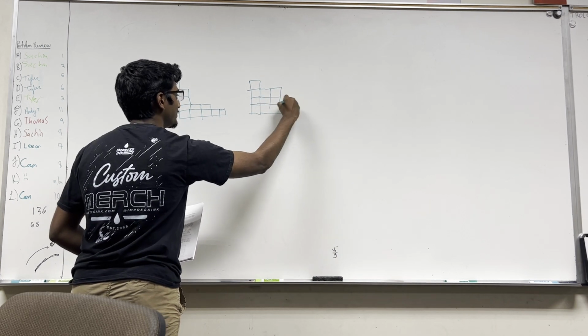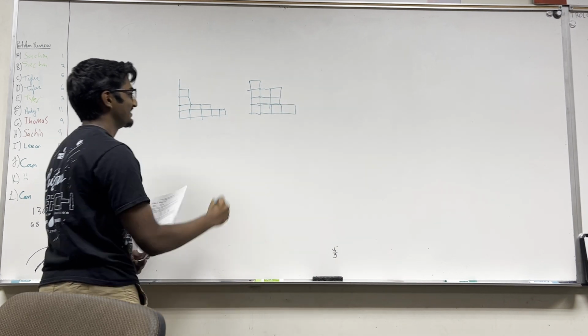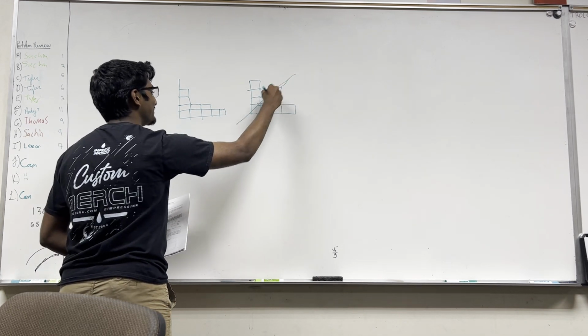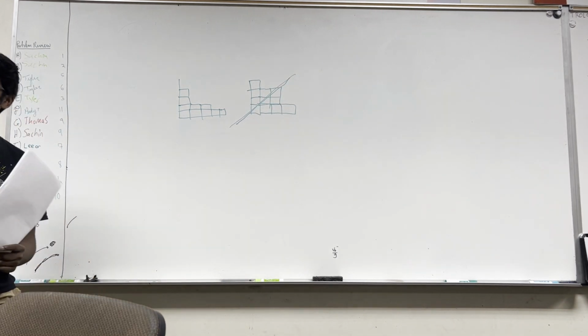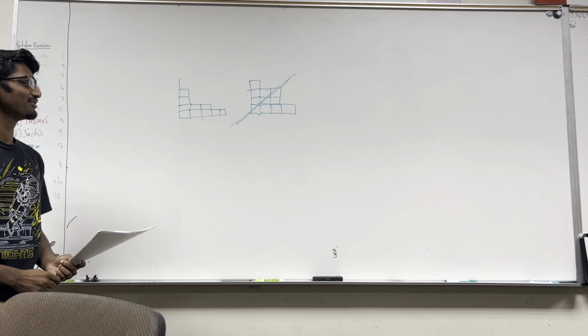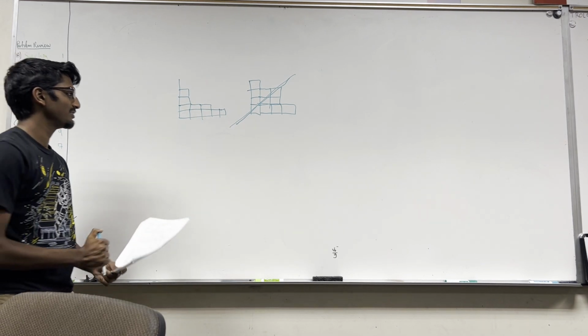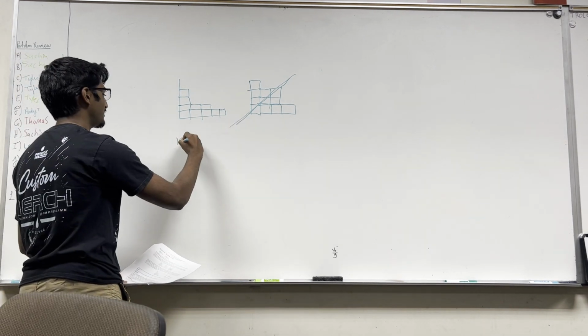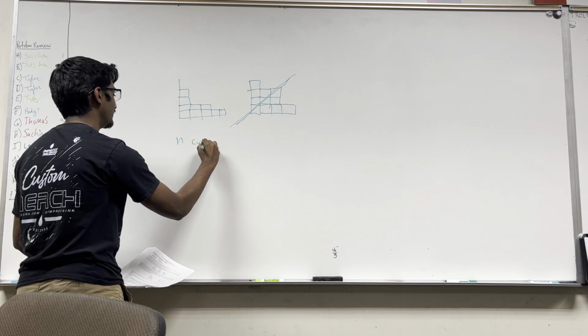This is a bad way of drawing the stair. Yeah, so here, it's symmetric over that line. So now you want to construct a stair that uses n cubes, exactly.